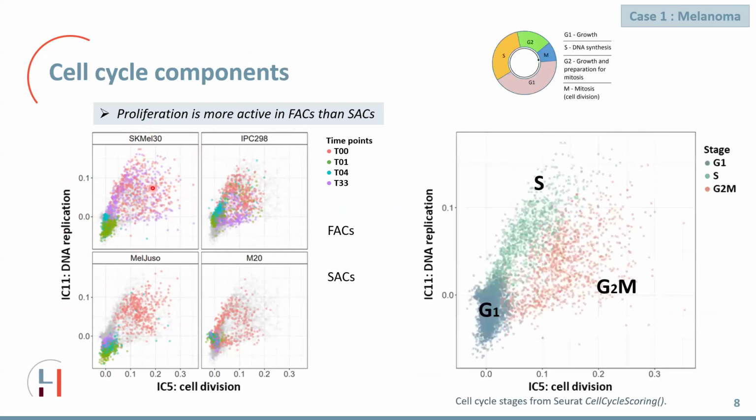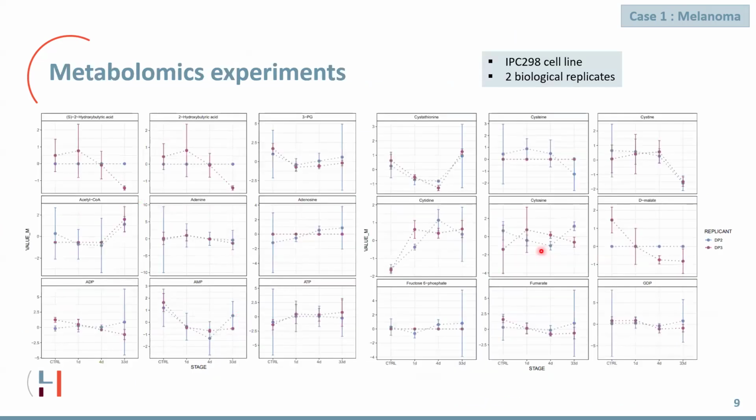To be sure this is a real cell cycle, we annotated these cells with several cell cycle stages, and this is a real cycle that we have. Then our collaborators did metabolomic experiments in the lab for the same cell lines. We have not a lot of data, only one cell line, and the problem is it's not really stable. We have a big variation, and a lot of metabolites are almost the same.